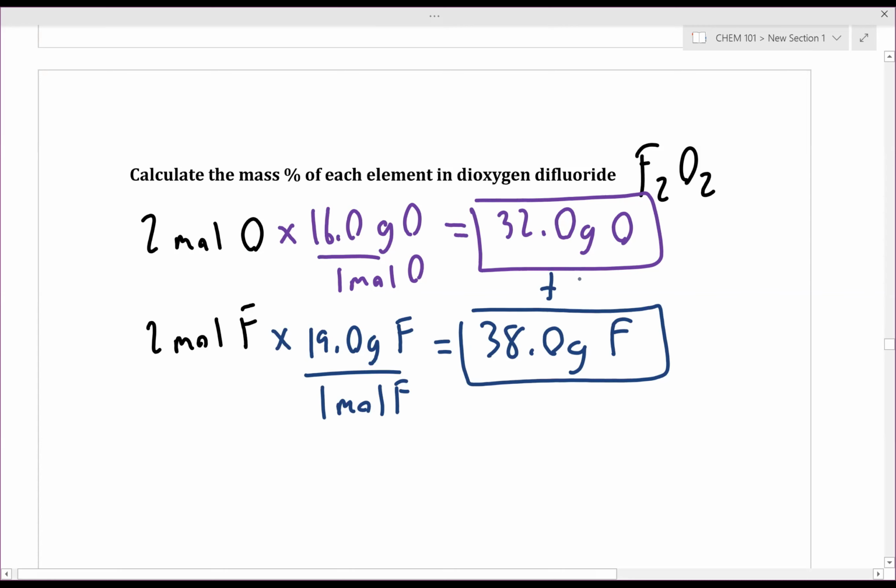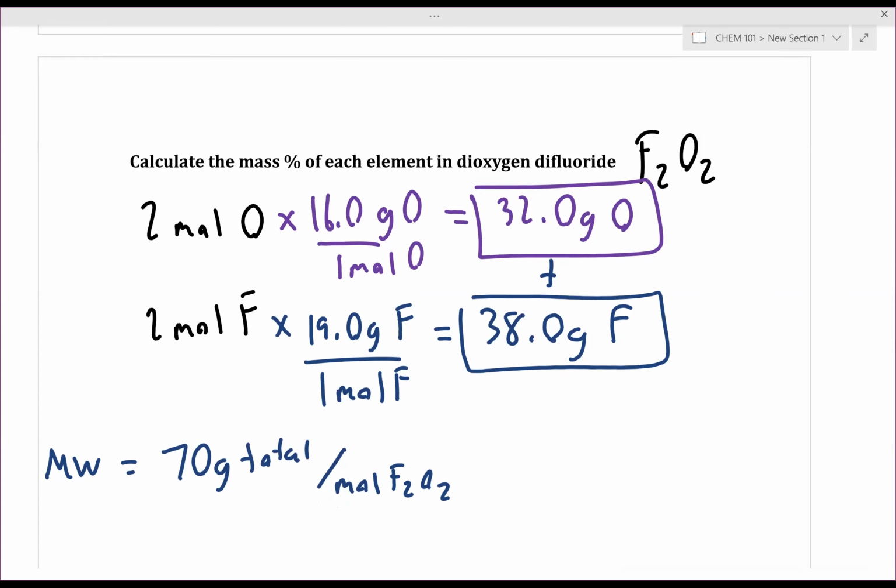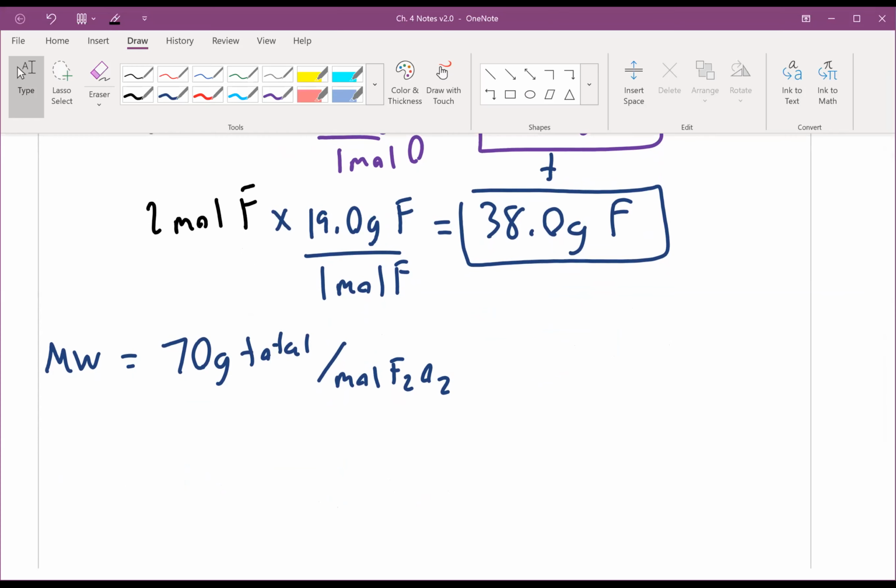If we add up each of these masses together, 38 plus 32, we have 70 grams total per mole of F2O2. Just the same way that we calculated our molar masses. So whenever you calculate a molar mass, if I'm asking for mass percent and mole percent, pay attention to your setup. So that way you can save yourself a little bit of time. Okay, we're now ready to calculate the mass percentage.